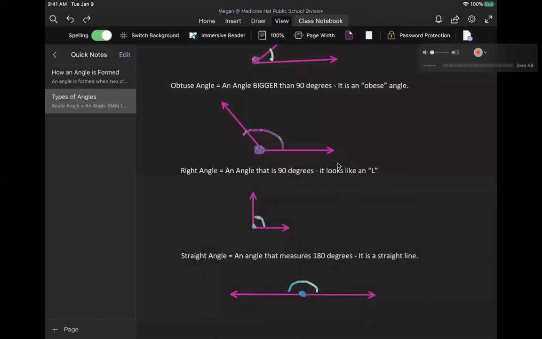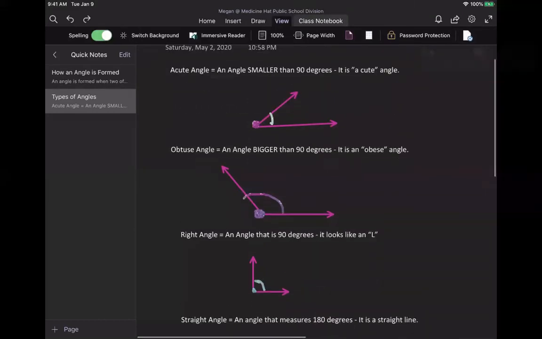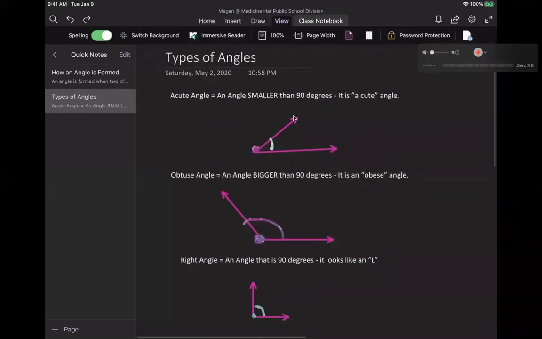Anything that is smaller than an L, like this one here, is an acute angle. A way I like to remember that is it's a cute angle. Look at that angle. It's so small, it's cute. That's how I like to remember it.